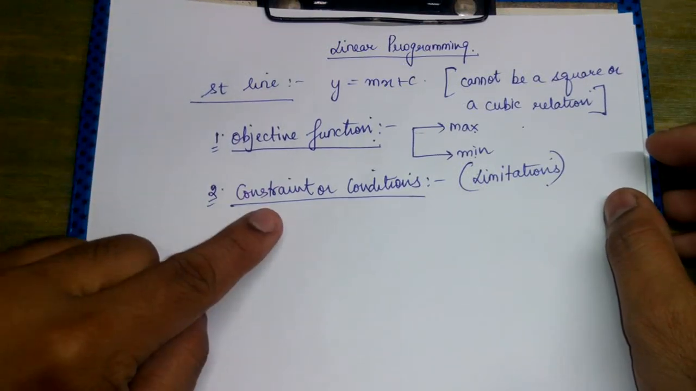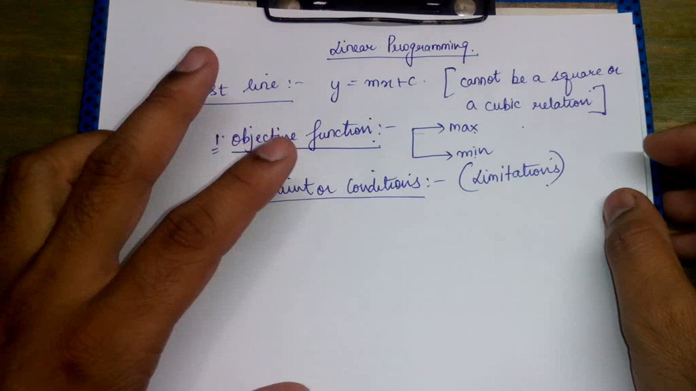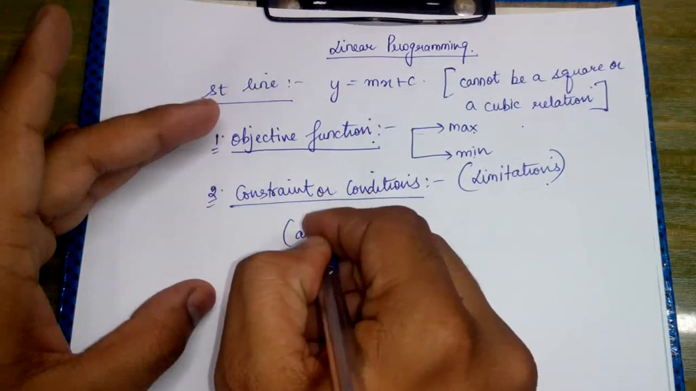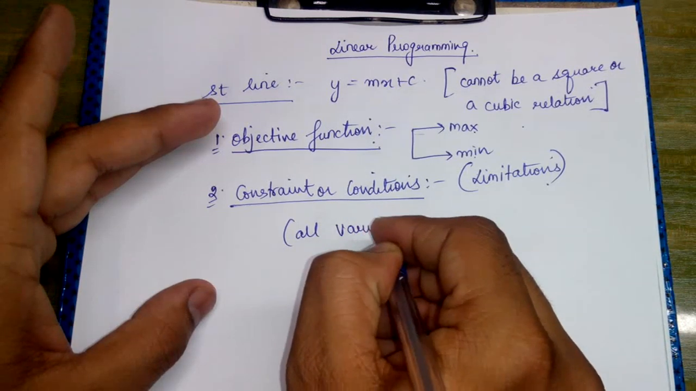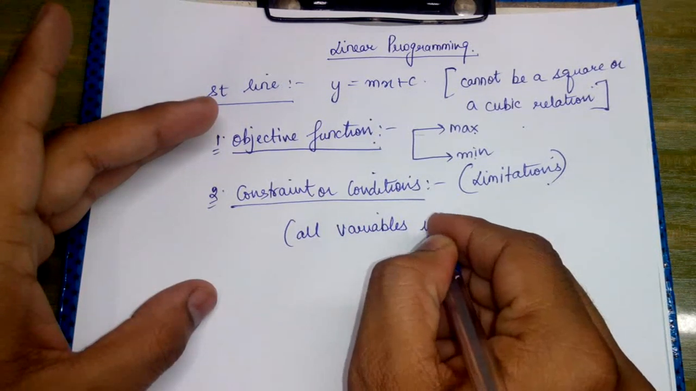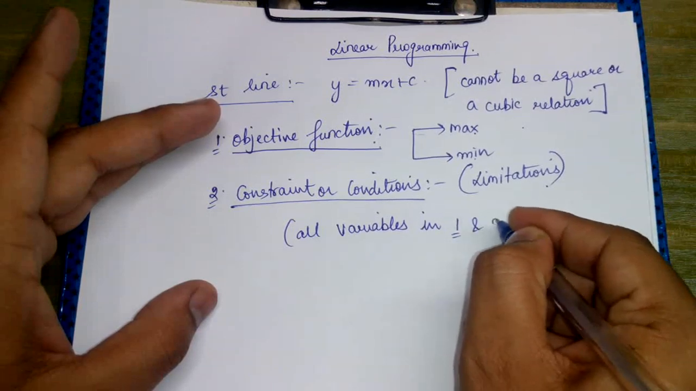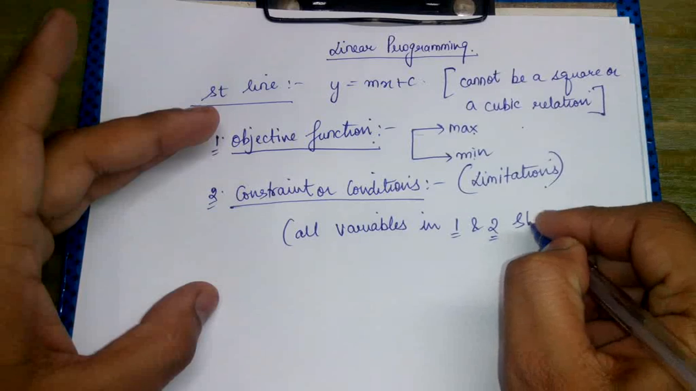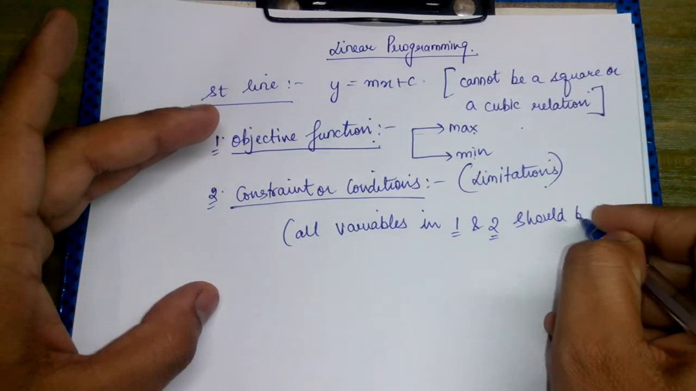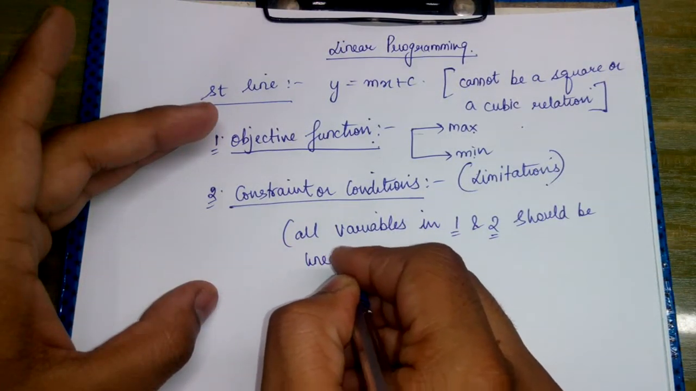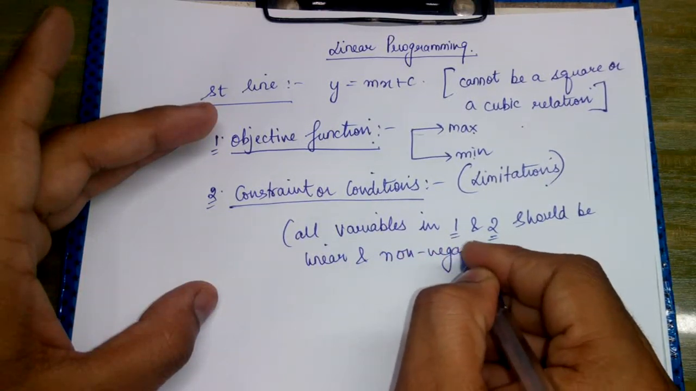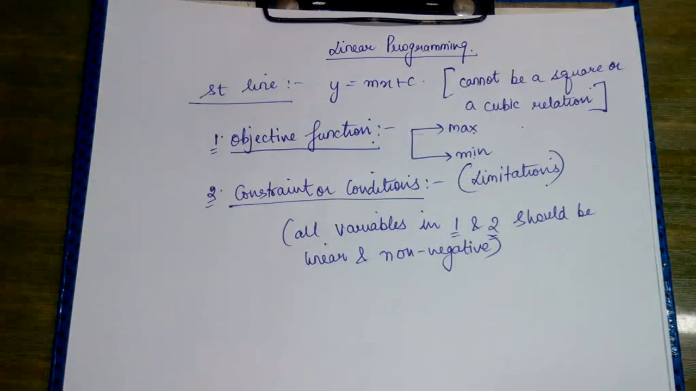All the variables in the objective function and the constraints should be linear, and they should be non-negative. All variables in the objective function and in the constraint conditions should be linear and non-negative. It should be a non-negative quantity. So this is a very important point.